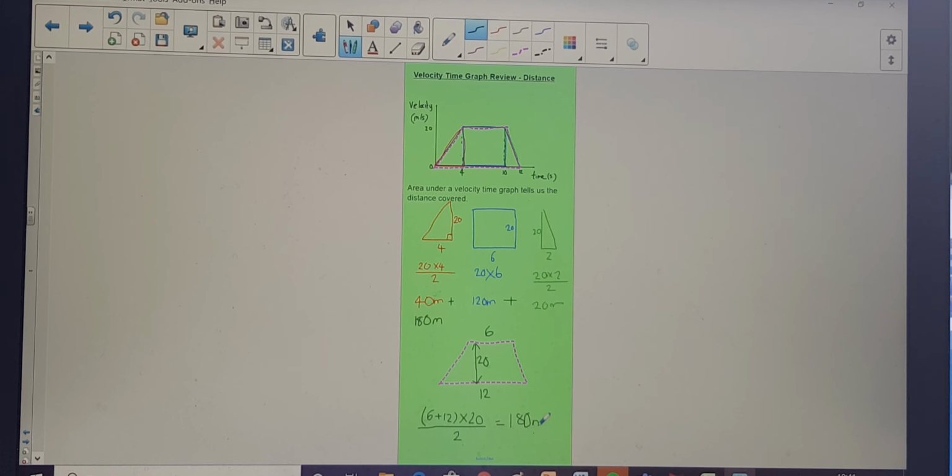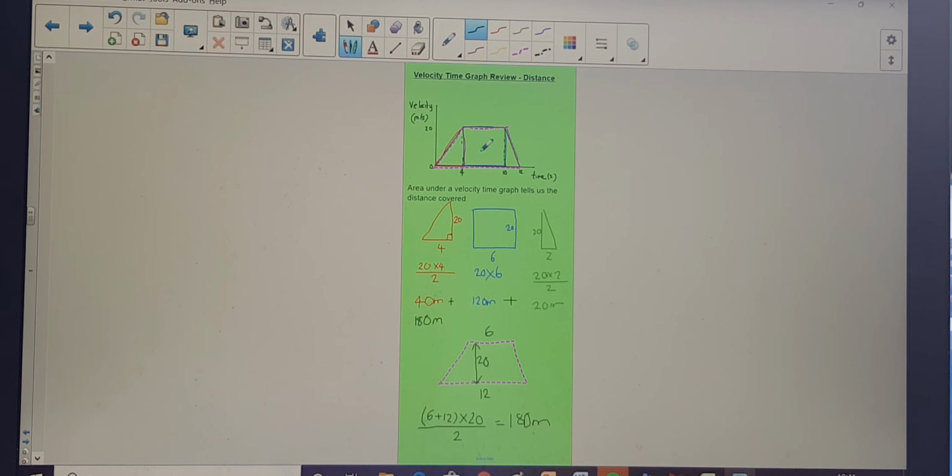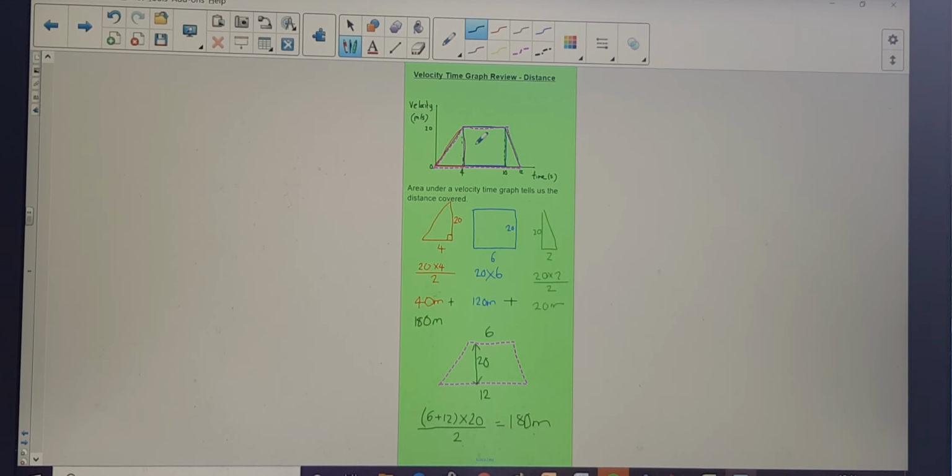Yeah? Let's just recap that, guys. If we've got a velocity time graph and I'm asked to work out the acceleration, it is the gradient of the velocity time graph. Gradient of velocity time graph is acceleration. The area under the velocity time graph tells us the distance covered. So I can work out two things from a velocity time graph. Have a think about that.